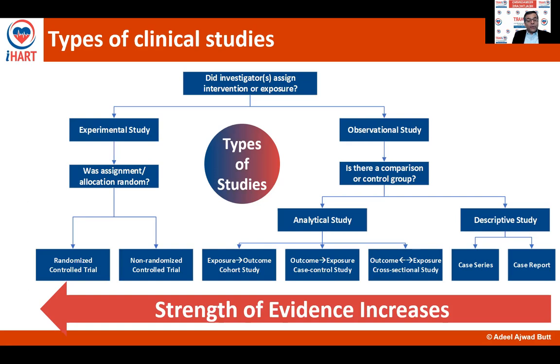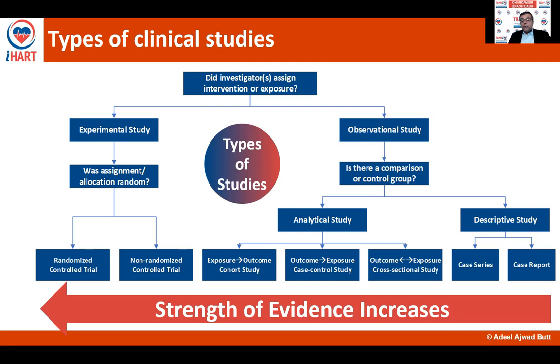And if you are allocating or assigning this exposure or intervention randomly to two groups of people, with both groups having an equal chance to be in either group, then this is a randomized clinical trial. If you're not assigning that at random, then this is a non-randomized clinical trial. If you are not assigning an intervention, then this is an observational study.